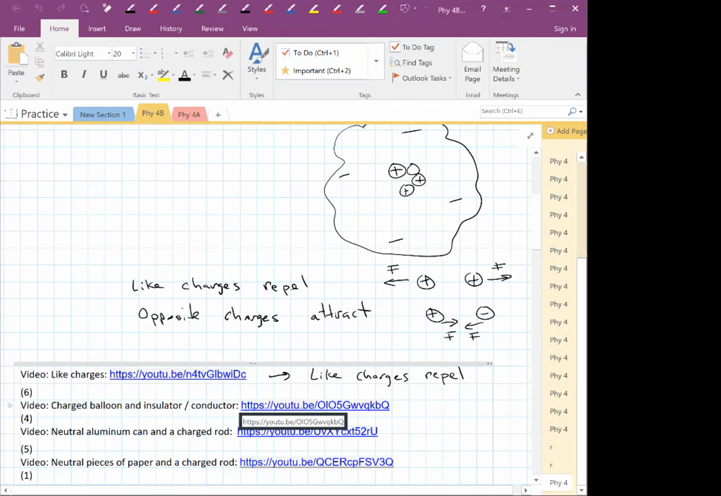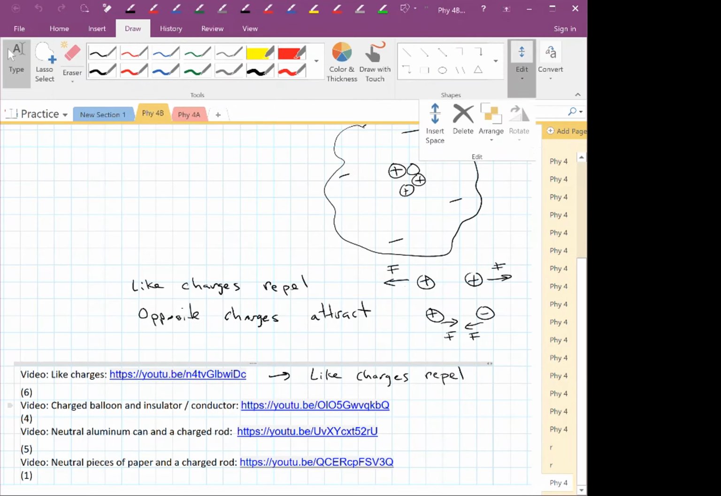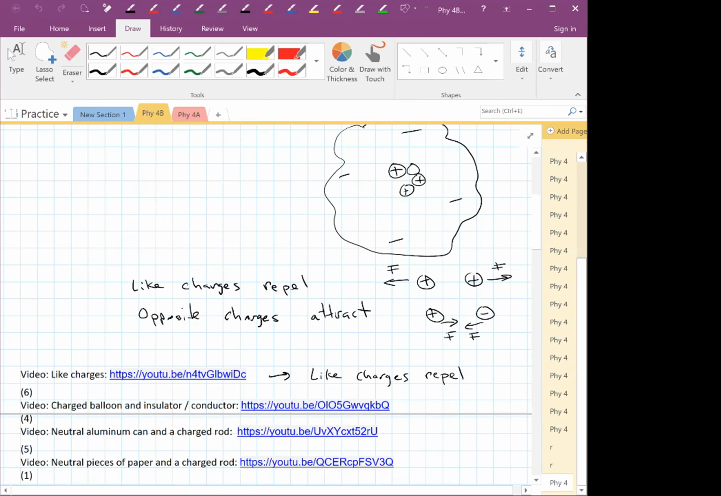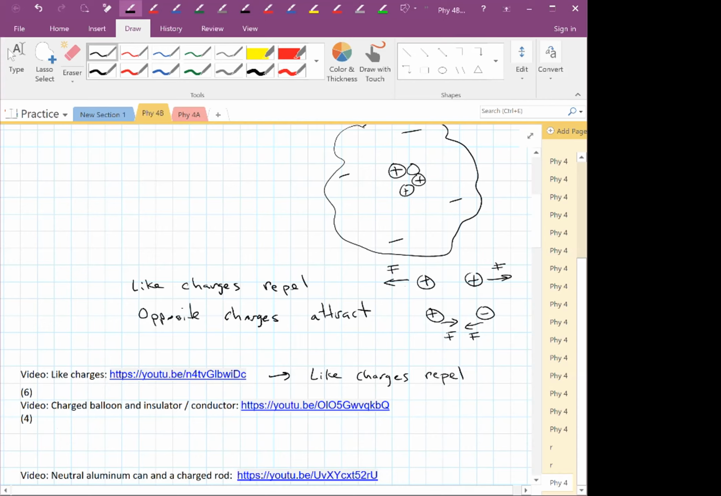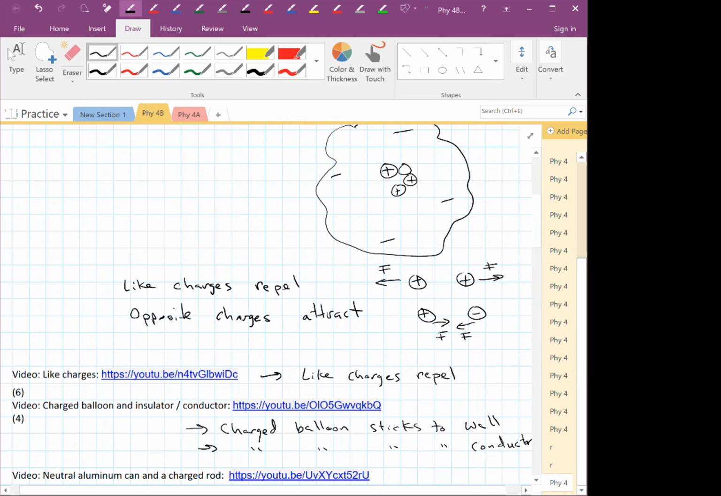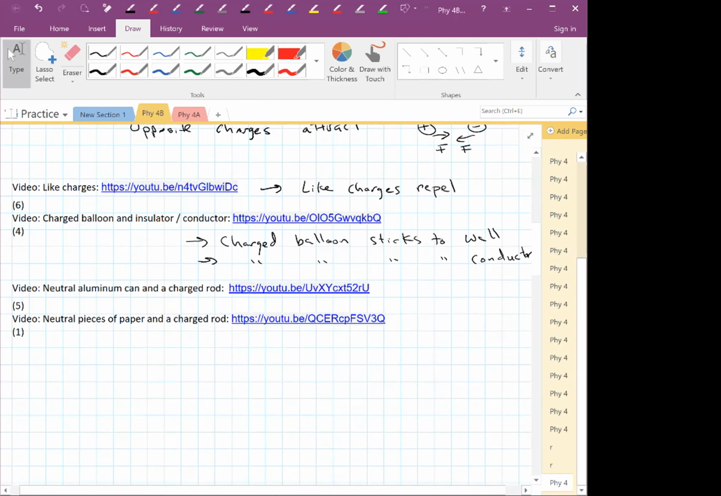Okay, so we had in the first case here, like charges repel. Now we're seeing the balloon sticks to the wall, sticks to the conductor. Let's think about what's going on there. So we've got our balloon. We've got our wall. There's our balloon. We'll make it, what charge? I'll make it negatively charged. Negatively charged balloon and the wall.